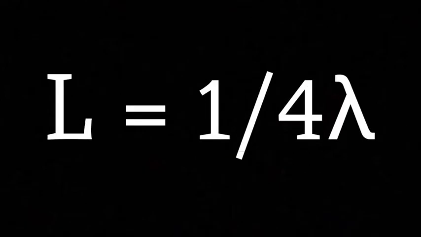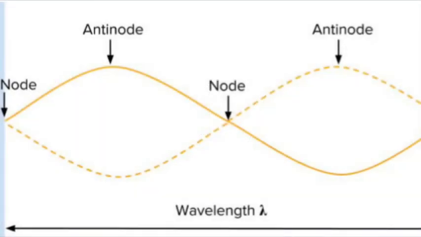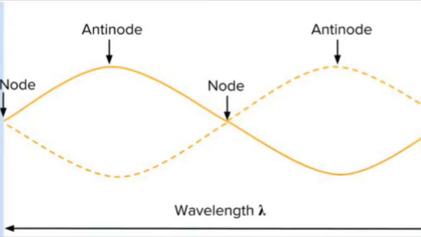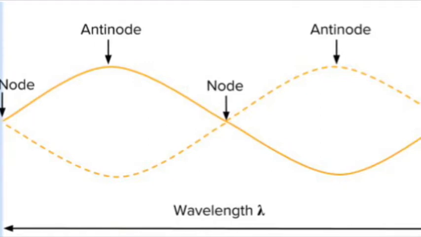L represents the length of the bottle. Lambda represents the wavelength of the sound. The opening, aka top end of the bottle, is where air can move freely. This is referred to as the antinode. The bottom, aka the closed end of the bottle, is where air cannot move. This is referred to as the node.